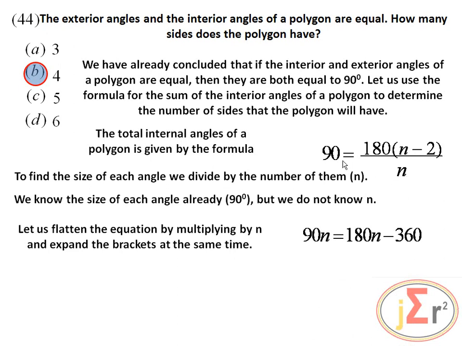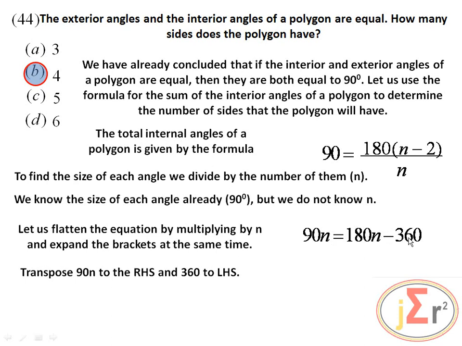So 90 times n is 90n. Now we expand the bracket. 180 times n is 180n. 180 multiplied by negative 2, negative 360. Transpose 90n to the right hand side and 360 to the left hand side. Since we want n to be on the left hand side at any rate, we could have caused the 180n to be transposed to this side, but that would cause the n to be negative. That is why we opted to take the 90n to this side, where we will have 180n minus 90n, which is still positive.